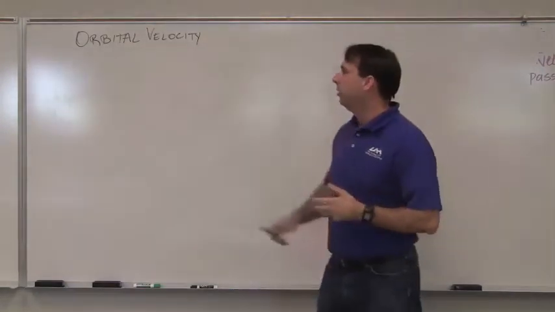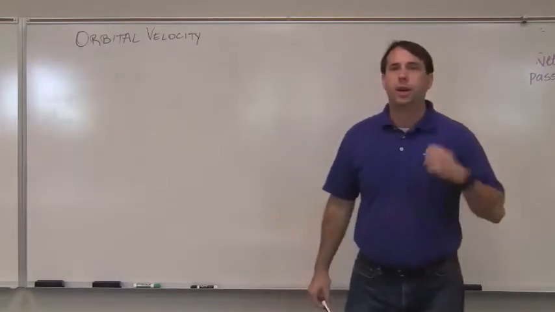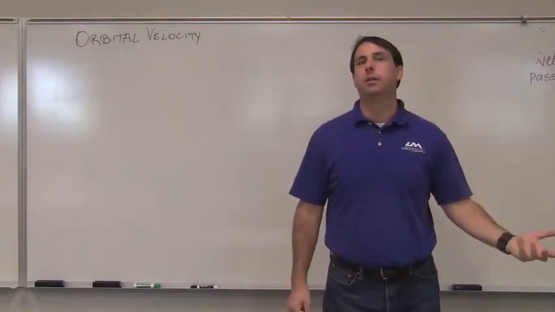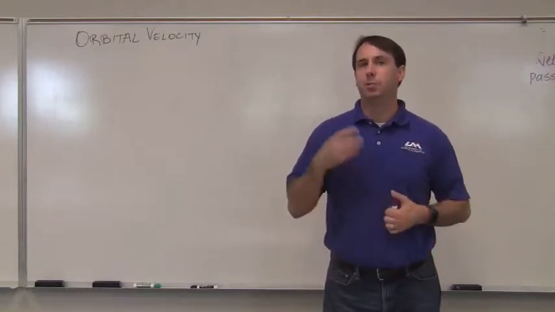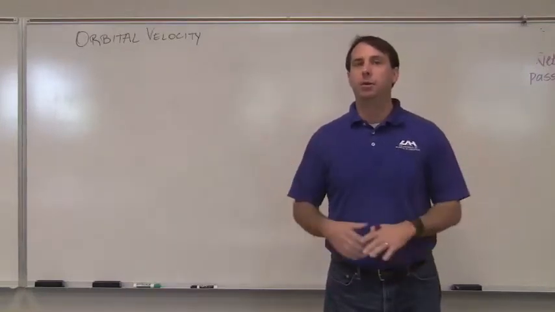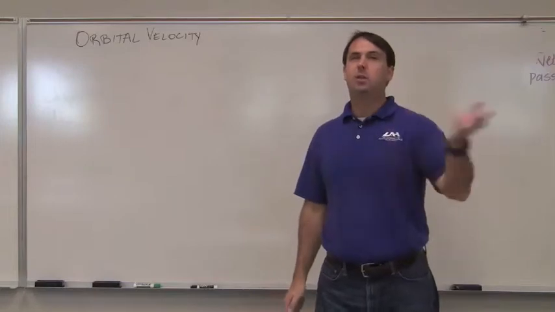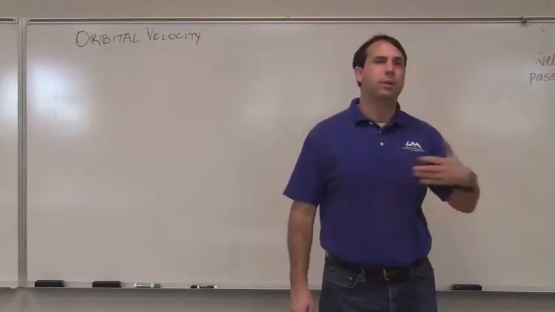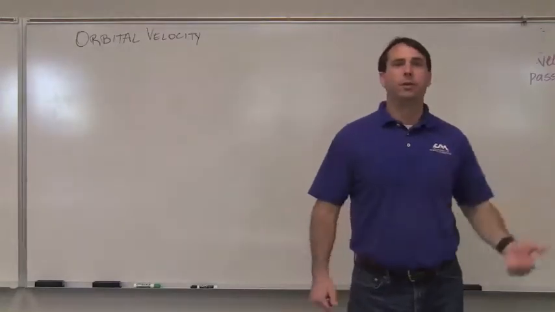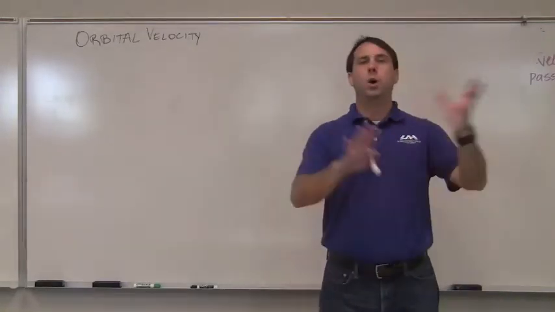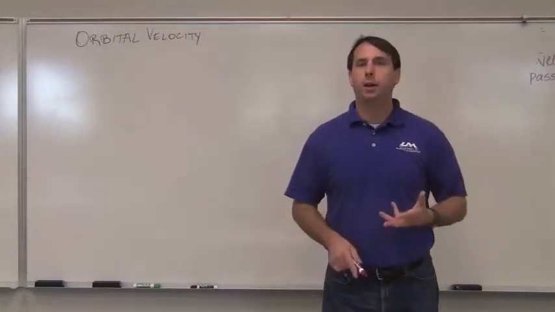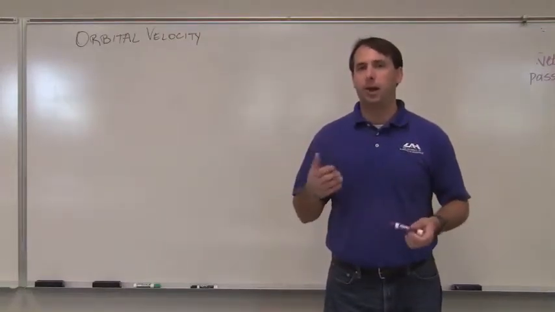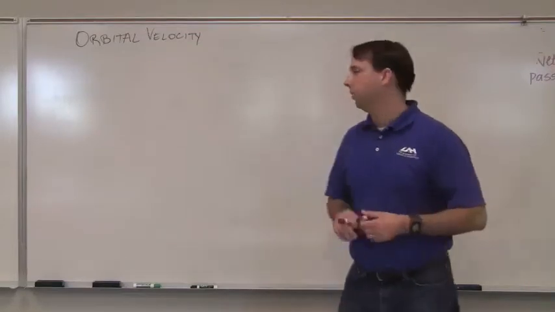This is the video on orbital velocity. We're gonna calculate the velocity of something orbiting something else. In our case, it's gonna be a spacecraft orbiting a planet or a moon, but you can use this for anything orbiting anything. The Earth orbiting the sun, the moon orbiting the Earth, a spacecraft orbiting the Earth, whatever. Anything orbiting anything else, you can use this calculation for. But for our case, we're going to have a spacecraft orbiting a planet or a moon.